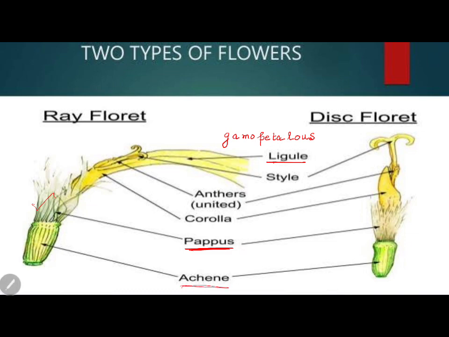Achene is a type of fruit. In sunflower, we see achene type of fruit. Anyway, fruit is deleted from the syllabus, since there is a labeling I told you. Got it? Yeah. So these are the few things I wanted to show about ray florets and disc florets in capitulum inflorescence.